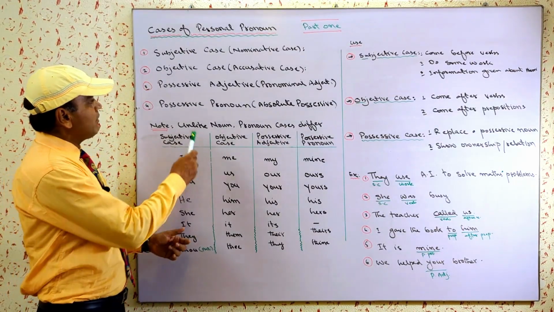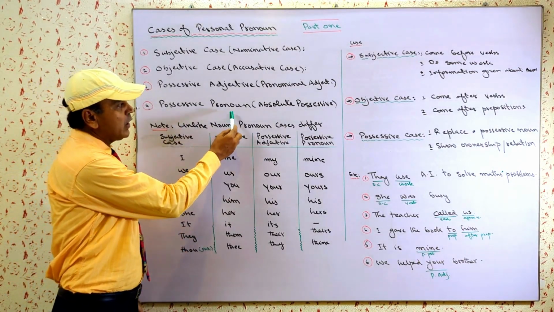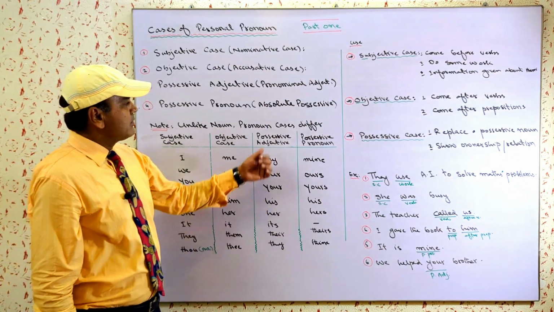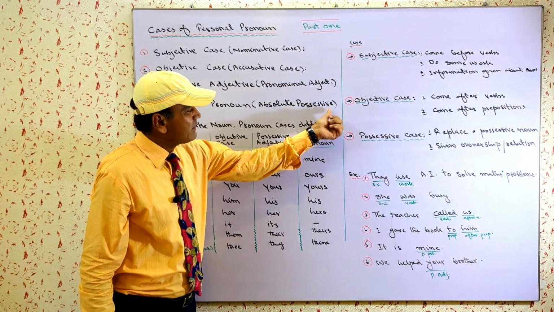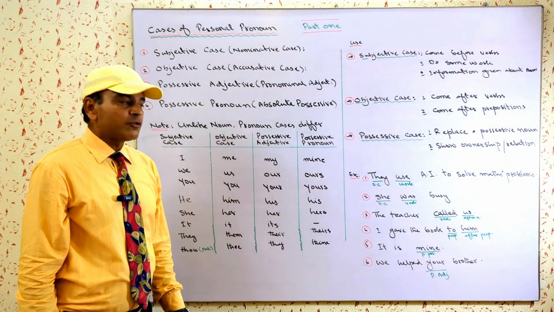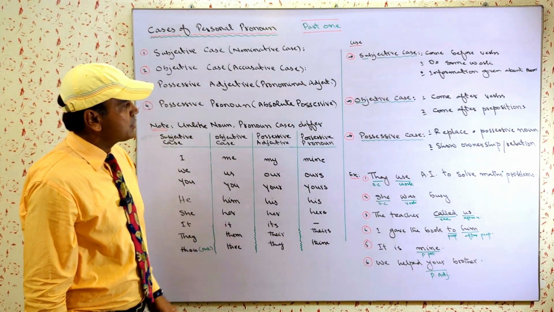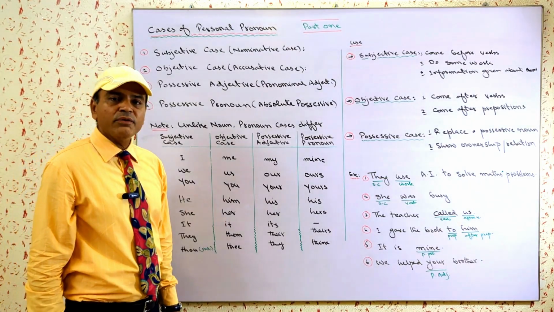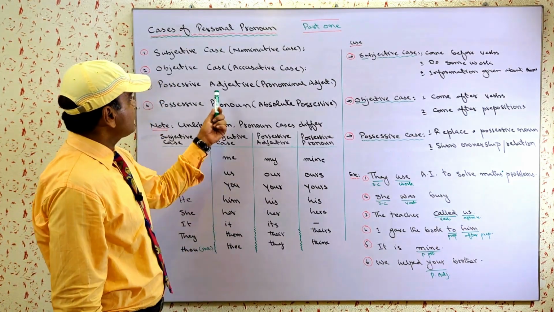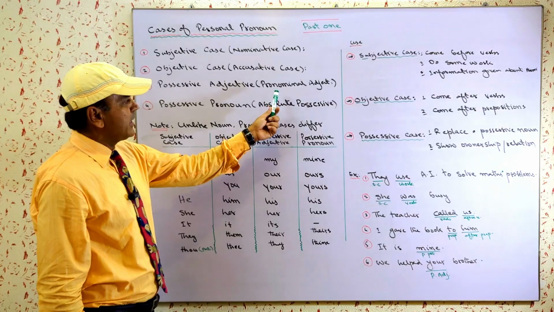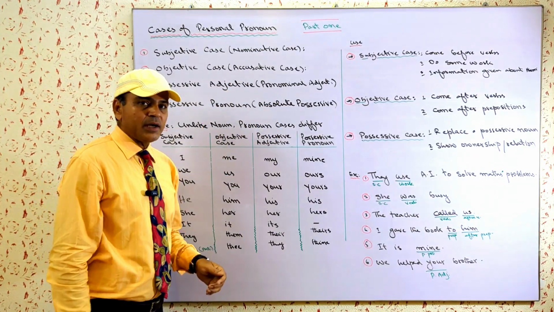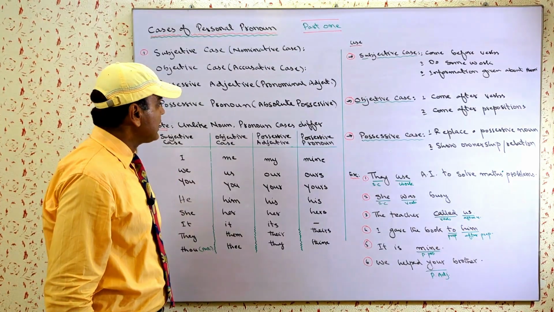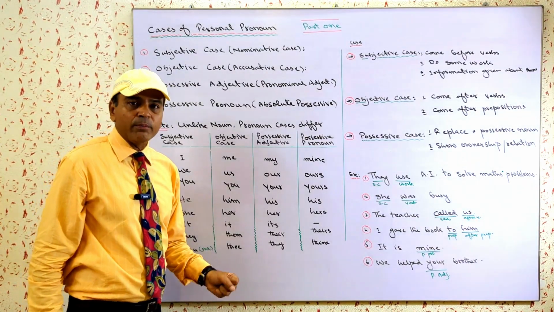Then we have also possessive pronoun, and some grammarians also call it absolute possessive. So we will be learning about all of them one by one. What is the difference between possessive adjective and possessive pronoun, and these cases, we will see later on, but for now let us see how they are formed.